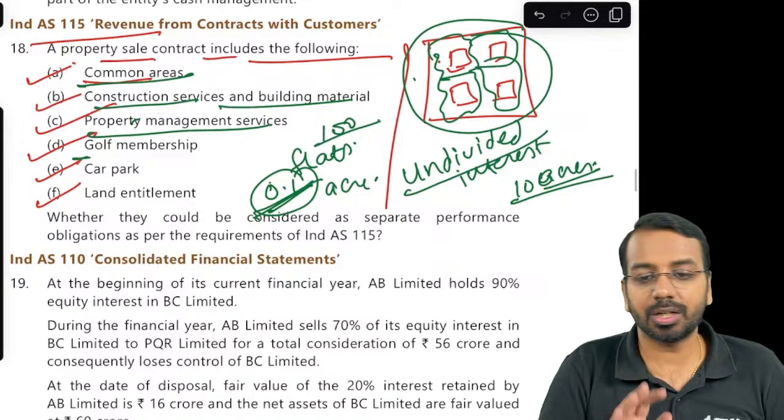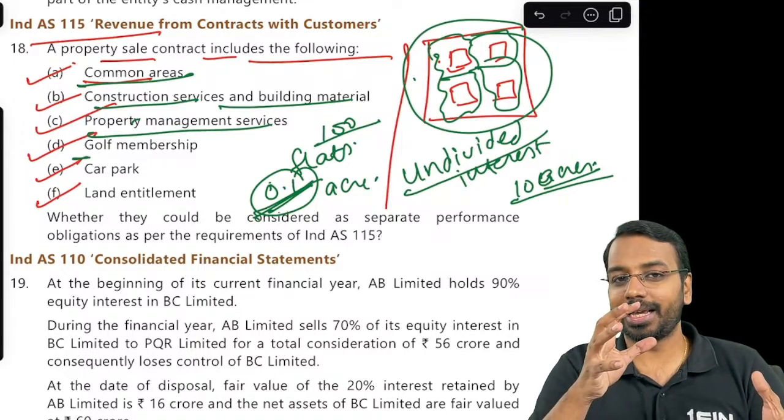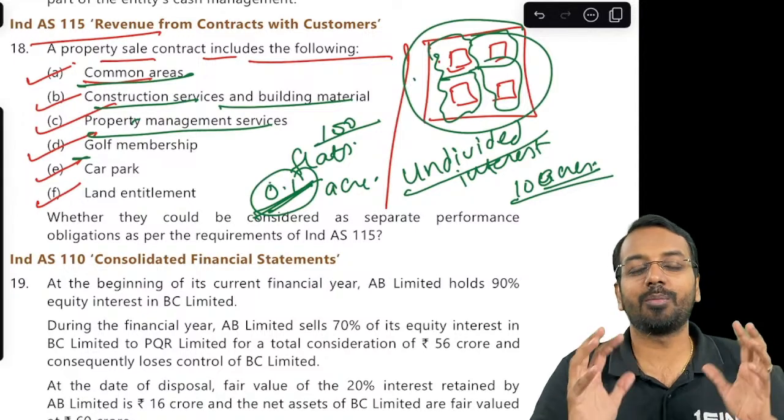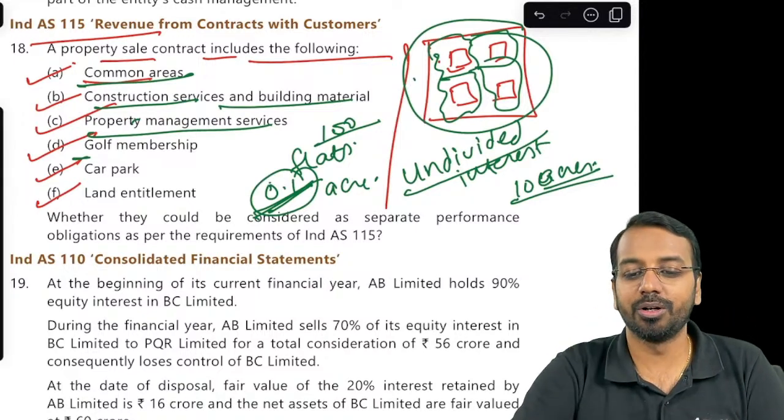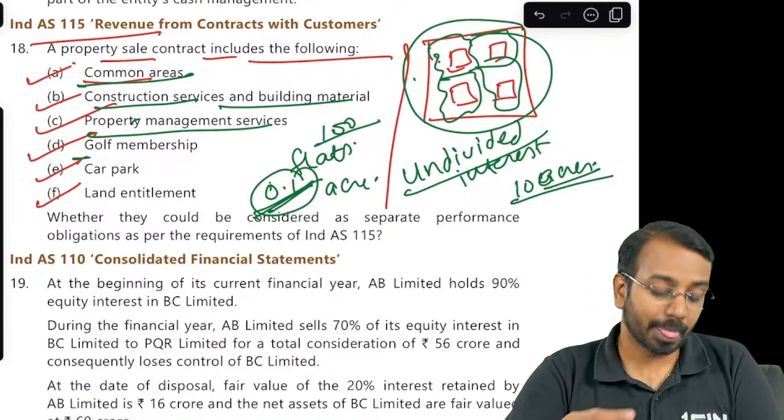Then, construction services and building material. Now, can you say I can separately identify building materials? No, you have been sold a flat. So, that also is not a separate performance obligation.